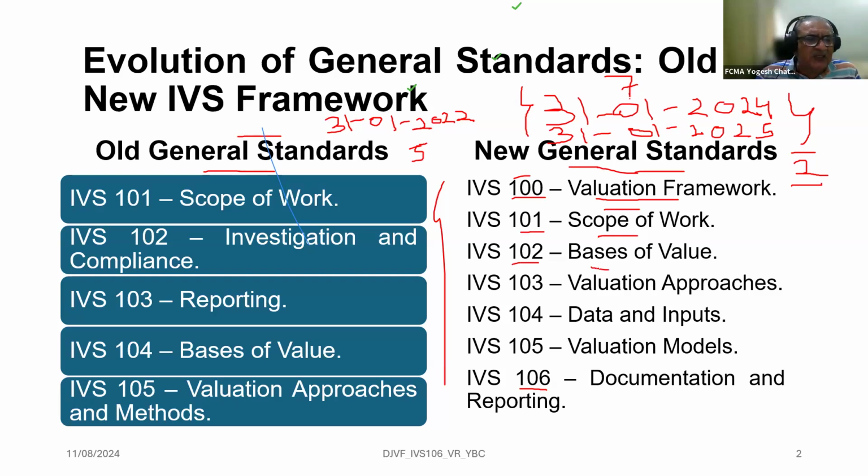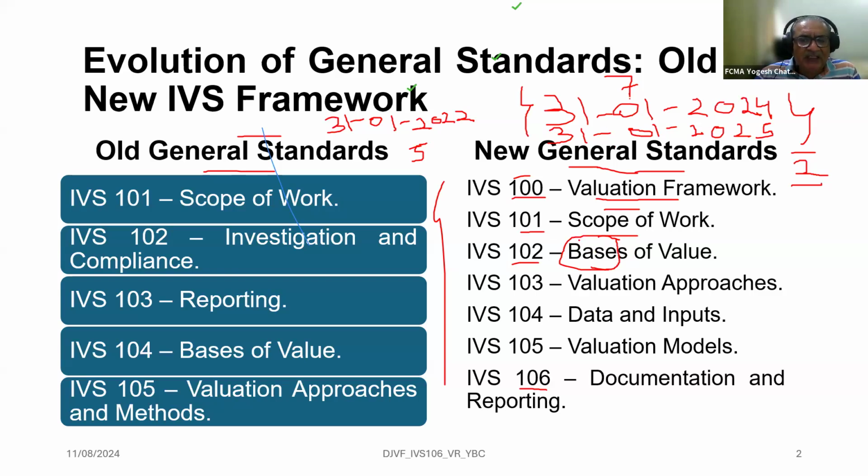IVS 102, basis of value. A basis of value, as its name suggests, is the base of valuation. That is the foundation of valuation. Those of you who are from the land and building asset class will appreciate the importance of a foundation structure in a building. If a foundation is strong, the entire building will get strength out of that. In the same way, if your choice of basis of value is appropriate to the scope of work finalized and appropriate to the purpose of valuation, that will provide authenticity to the final estimate of value.